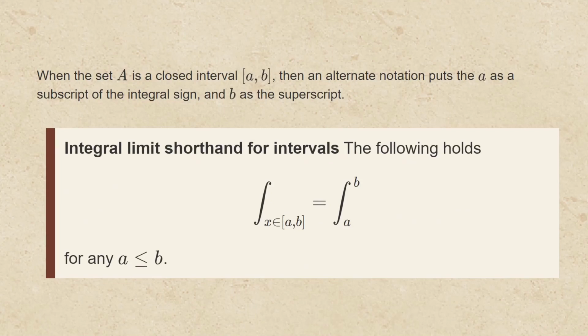Now, when the set A is a closed interval from a up to b, then an alternate notation for integration puts the little a as a subscript of the integral sign and b as the superscript. So if I want the integral over the interval from a to b, I write the integral with a at the low end and b at the high end, for any a less than or equal to b.